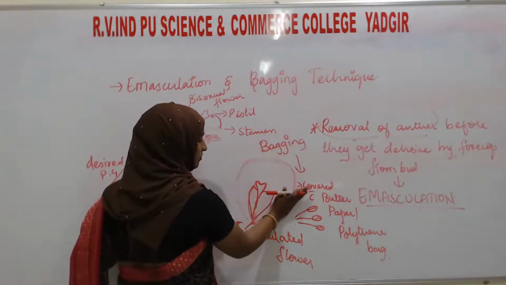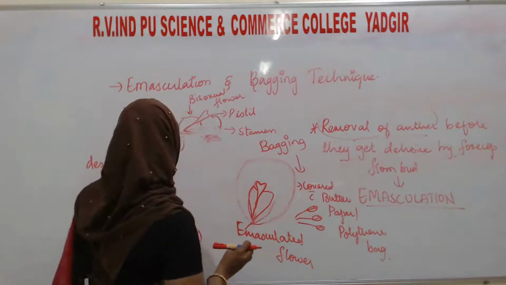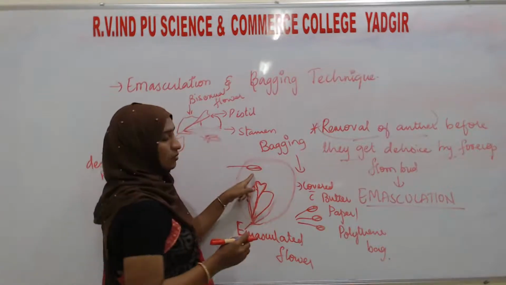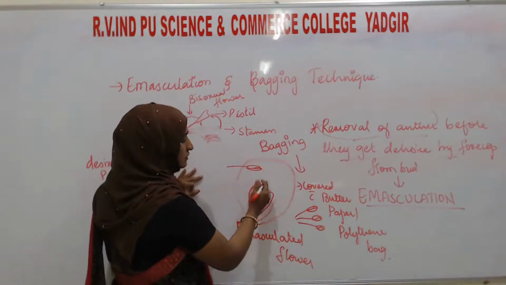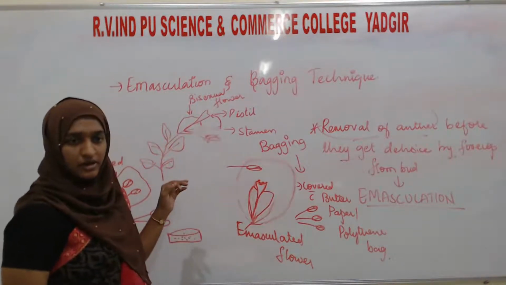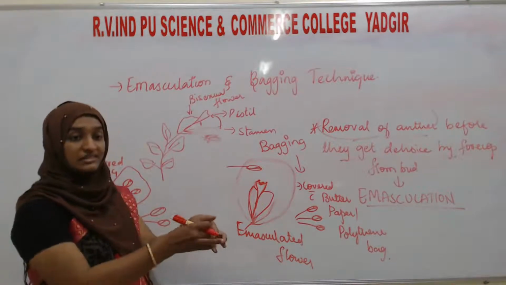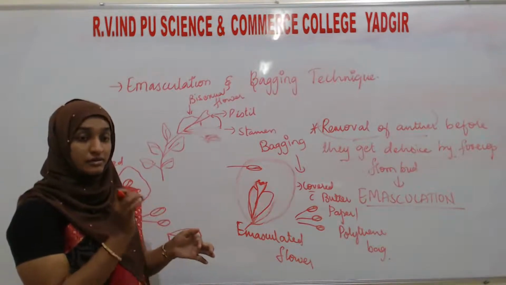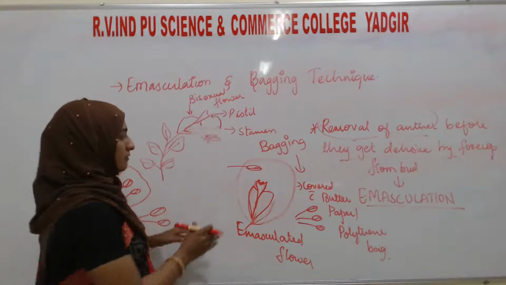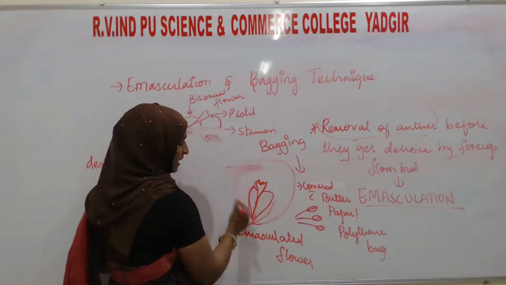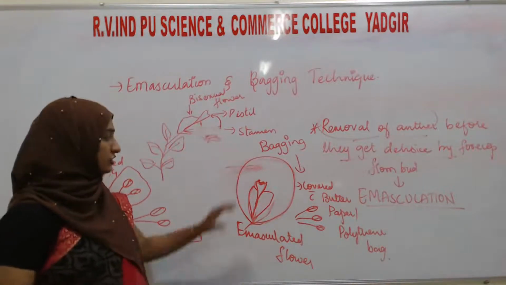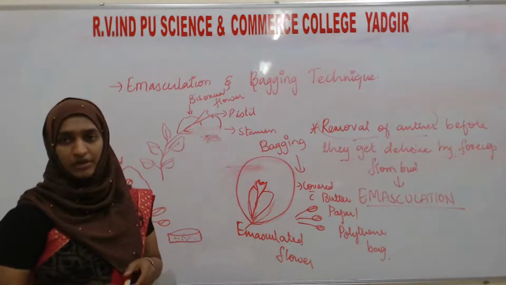Now they remove the cover only for a certain time. Then they take these anthers, which have desirable pollen grains, near to the stigma and dust them on the stigma, because these are the desired pollen grains. Then they take away the anther and rebag this flower, so that it does not get contaminated with some other pollen grain.